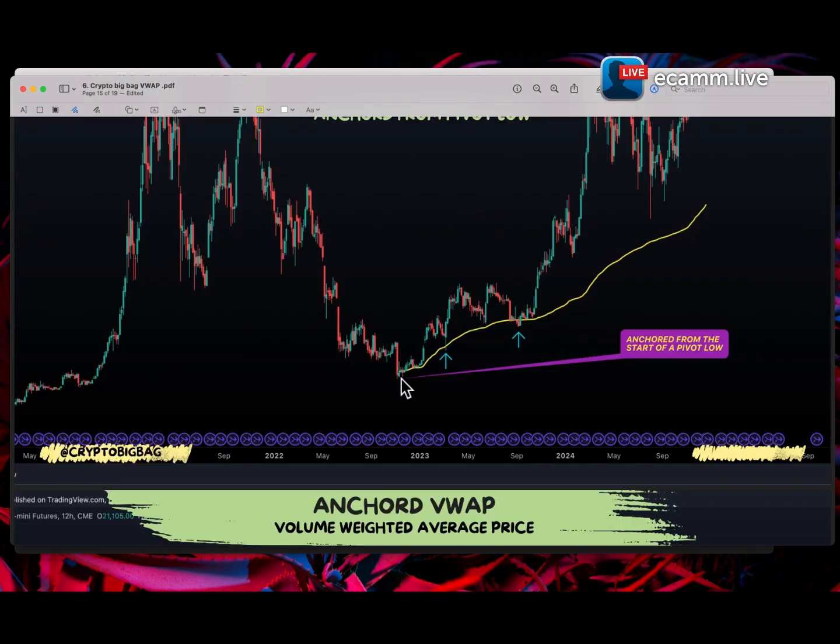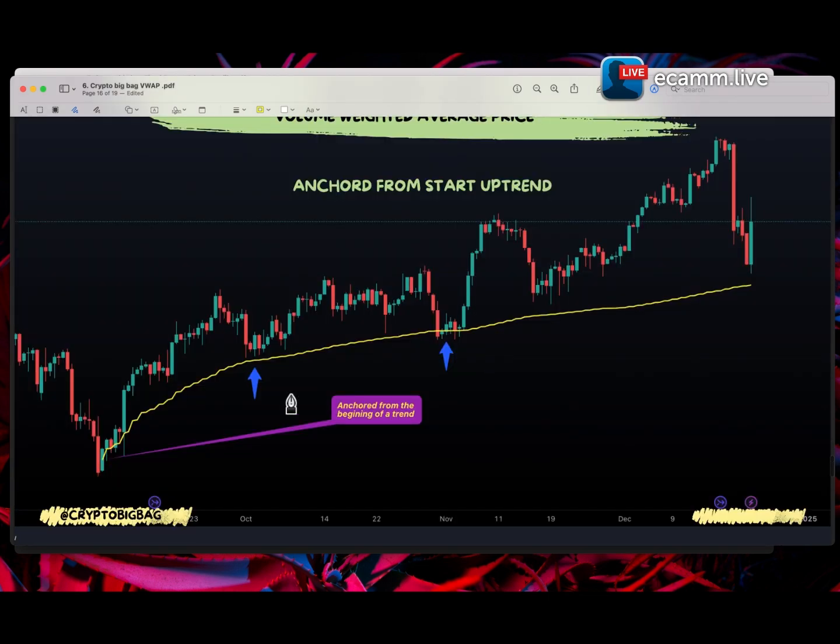This is the 2022 November Bitcoin bottom. You can see how the VWAP acts as support. Same goes from the beginning of an uptrend. You can see this is a clear uptrend, higher high, higher low, higher high, higher low. You can anchor it from the beginning of an uptrend. And you can see how they act as support and resistance. And you can see how they act as support going forward.